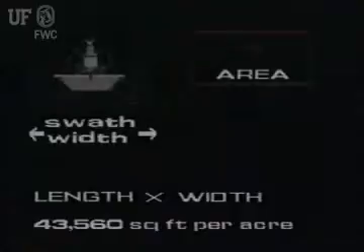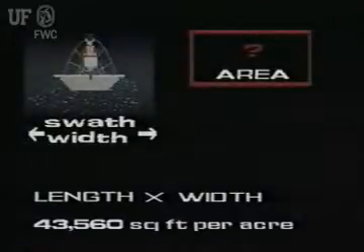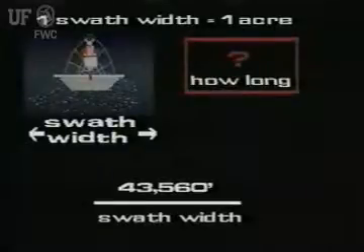We can do this by using the area equals length times width relationship, and again, knowing that there are 43,560 square feet per acre. The way we do this is to divide swath width into 43,560. This tells us how long an acre one swath width wide would be.